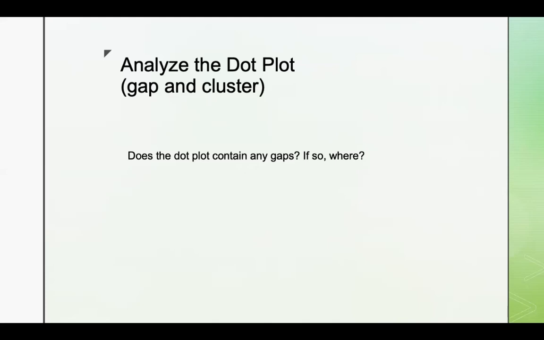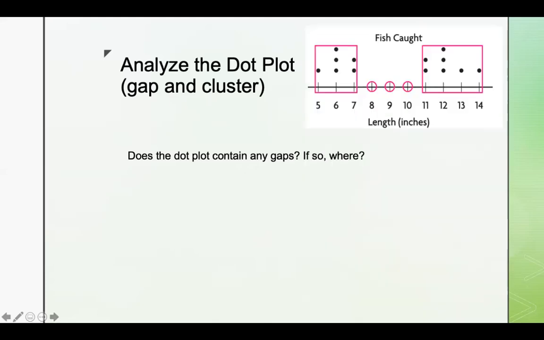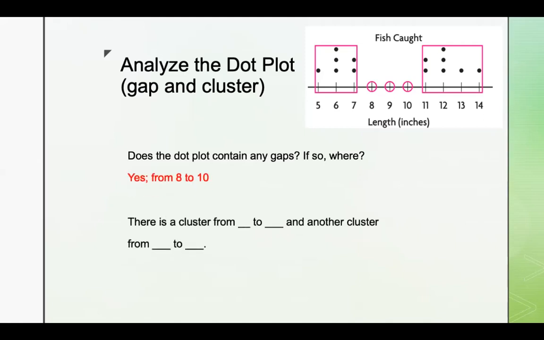So the question is, does the dot plot contain any gaps? Yes. Where? 8, 9, 10. Yes, exactly. So first of all, I was able to analyze the dot plot by identifying the gap. Now, there's a cluster from which number to which number? What is the meaning of cluster? The opposite of a gap. Exactly, thank you so much. So the opposite of a gap is cluster.